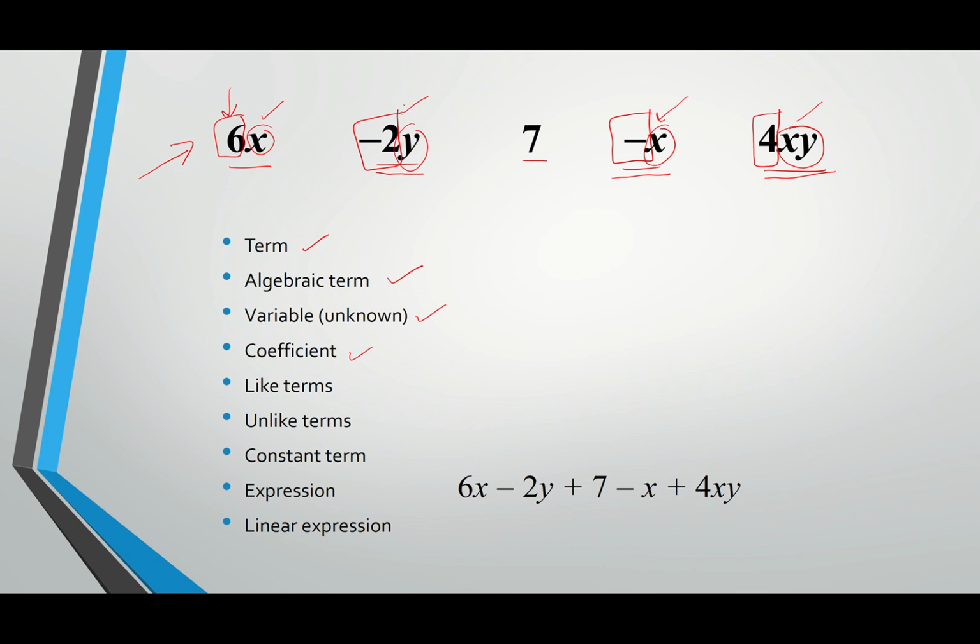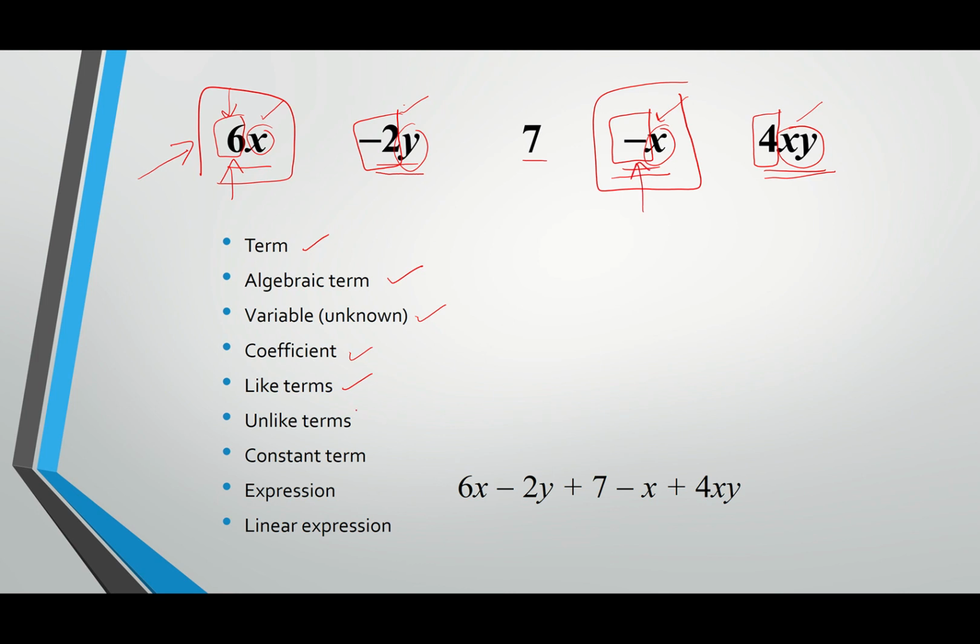Now, what are like terms? Like terms are terms that have the same variable. They may have different coefficients, but they have the same variable. In this example, we only have two terms that are like terms: 6x and negative x, because the variables are the same. Both terms have the variable x, only the coefficients are different. One is 6 and the other is negative 1.